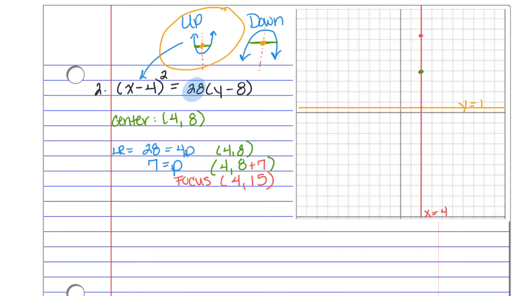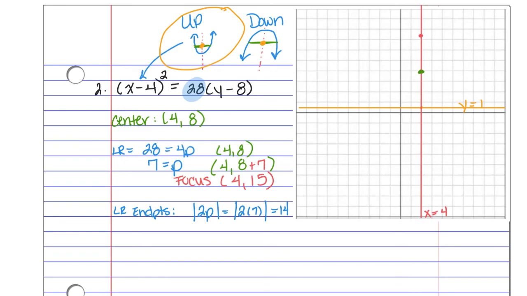So from here, I have my vertex, which is the center of my parabola. I have my focus, which is a distance, and now I can find my endpoints. So I need to move equidistant to the left and to the right of my focus. My latus rectum endpoints are going to be 2p units from the focus. So I've got those absolute value bars. 2 times 7. So I have endpoints that are going to lie 14 units away from my focus.